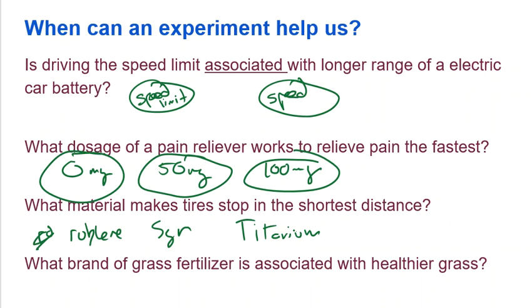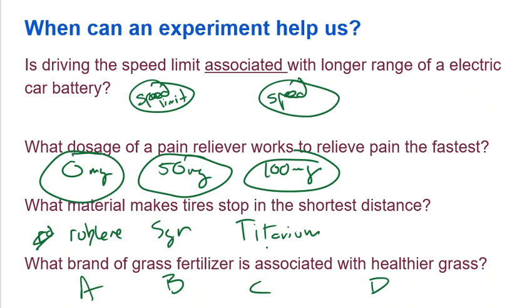What brand of grass fertilizer is associated with healthier grass? So maybe I have 3 different brands. I got brand A, brand B, brand C. Heck, I'll even throw in brand D. And I'm going to get a plot of grass. And a quarter of the grass gets A, a quarter gets B, a quarter gets fertilizer C, a quarter gets fertilizer D. Everybody gets the same amount of water. Everybody gets the same amount of sunlight.